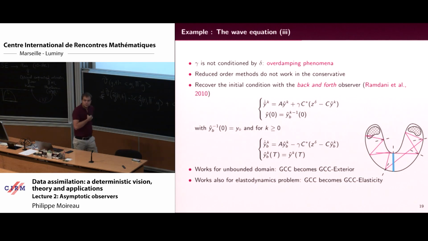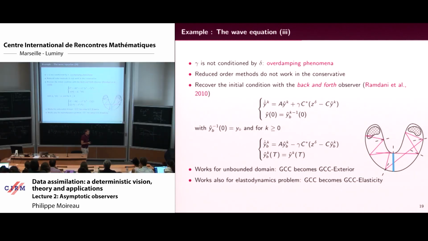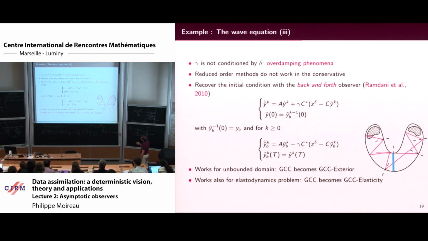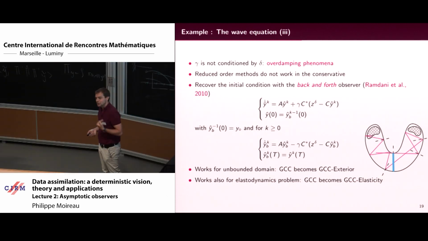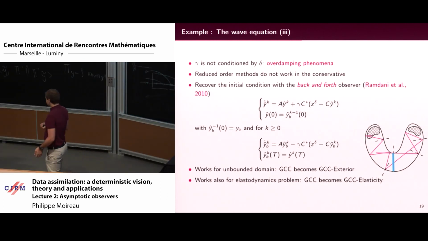Since I decided to not use the Kalman filter, I have to prove that I can rebuild the initial condition if you ask me to. There is a very nice algorithm that has been quite studied by Karim Ramdani, where you run the observer forward, and then you use the fact that for the wave equation you can reverse time, and you write the same observer backward in time. You use the fact that you have a skew-adjoint operator, so you can go back and forth in time in order to find it.